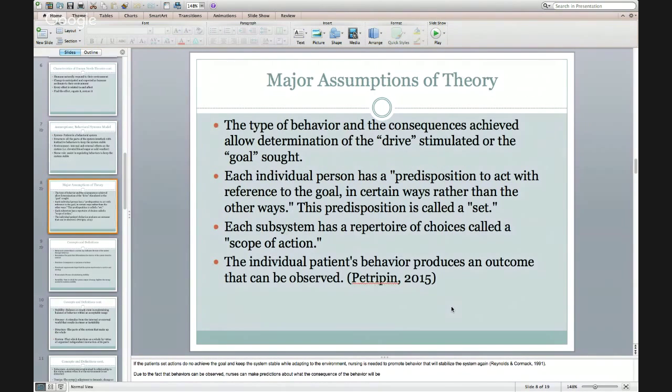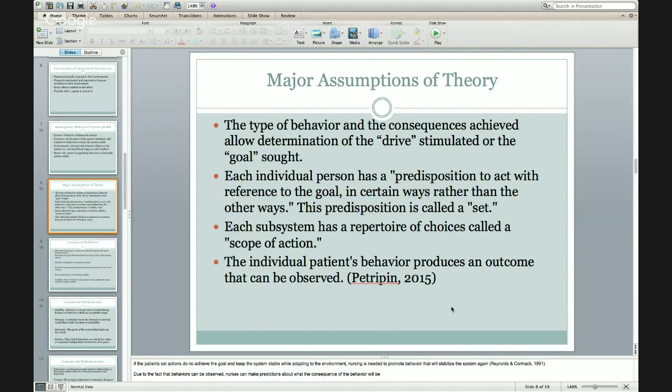Major assumptions of the theory include the type of behavior and consequences achieved allow determination of the drive stimulated or the goal sought. So depending on what you're trying to achieve, such as if a person eats, maybe they are trying to achieve the goal of eliminating hunger. So each person has a predisposition to act with reference to the goal in certain ways rather than others. This predisposition is called a set.